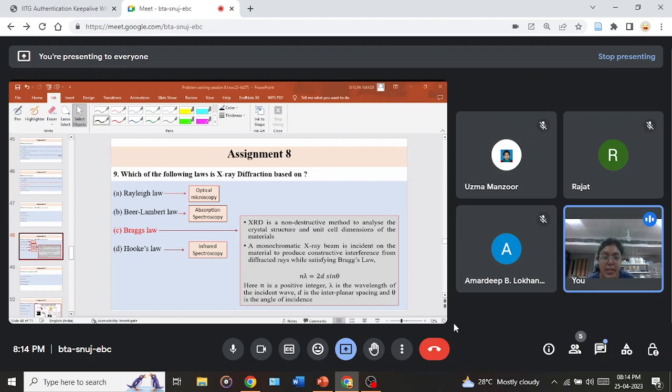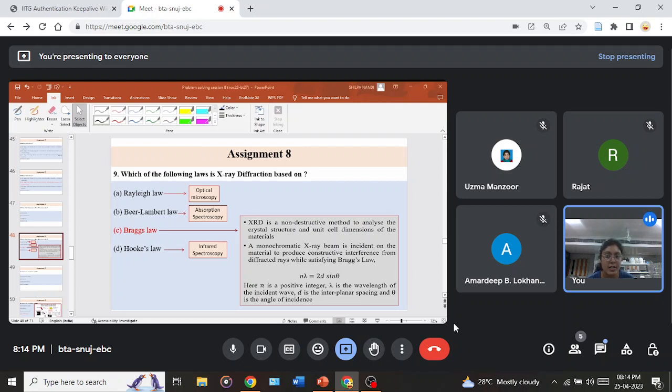Bragg's law is n lambda is equal to 2d sine theta. You must remember this law, wherein n is the positive integer, lambda is the wavelength of the incident wave, d is the interplanar spacing, and theta is the angle of incidence.